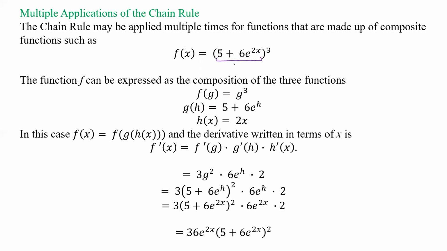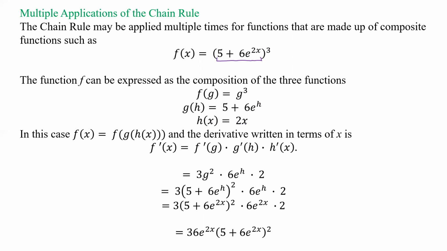Now, if that's g, wouldn't it be nice to get rid of that e to the 2x and say that is now going to be another letter, and we'll call it h this time. And so we'll say 5 plus 6e to the h, because we can take a derivative of e to the h very easily. And then, since that's replaced with h, we have h of x is equal to just 2x.